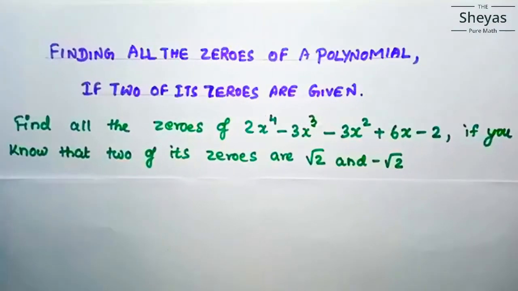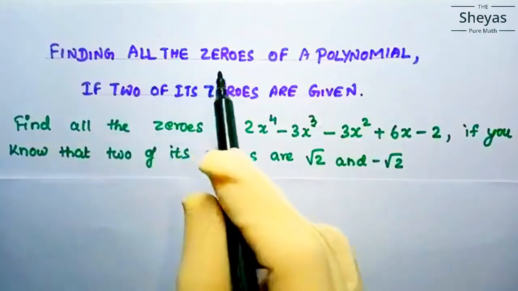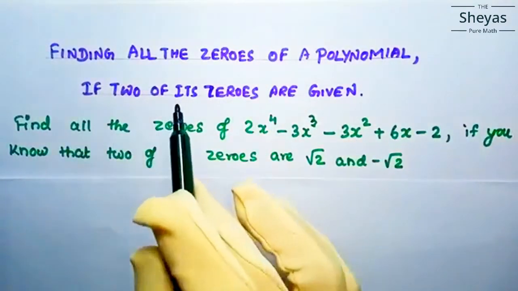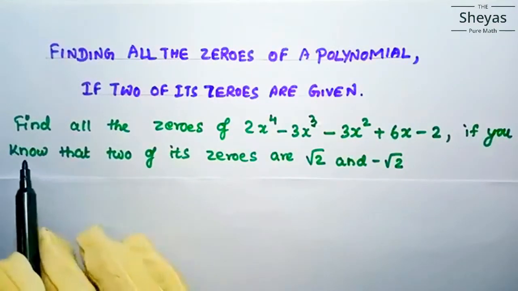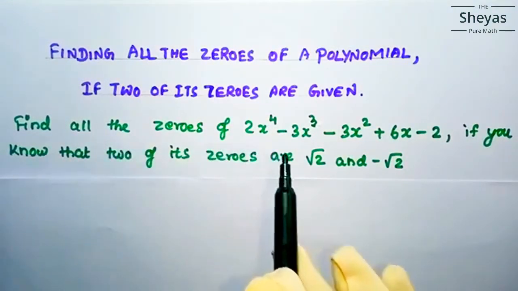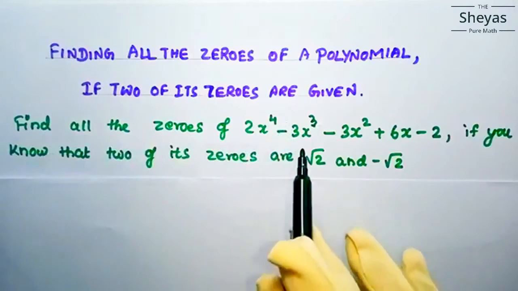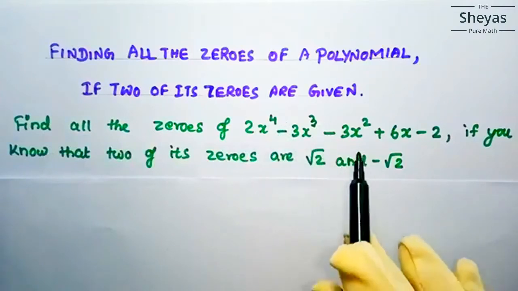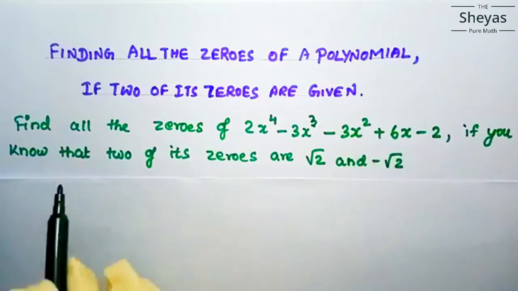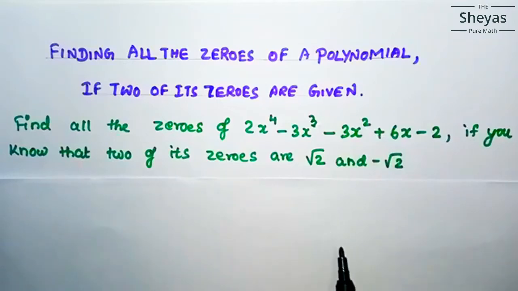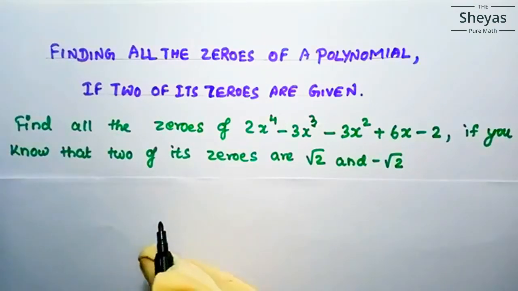Hi friends, today we are going to find all the zeros of a polynomial if any two of its zeros are given. Let us start the problem. Find all the zeros of 2x power 4 minus 3x power 3 minus 3x square plus 6x minus 2 if you know that two of its zeros are root 2 and minus root 2. Before solving this problem, let us understand some concepts.